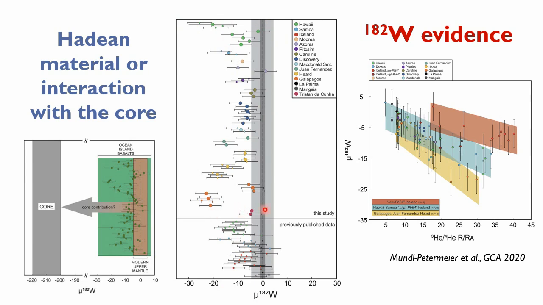And he also demonstrated that this negative value seems to correlate with some other primordial signature, which is a helium isotopic composition. Anyway, so what is the interpretation at this stage? It's not very clear, but there are basically two solutions. Either it's some Hadean material that's been saved in there ever since the beginning of the Earth's history and is sampled today, or it's potential interaction with the core during formation of the plume, and that means that the plume would come from the core-mantle boundary. Okay?